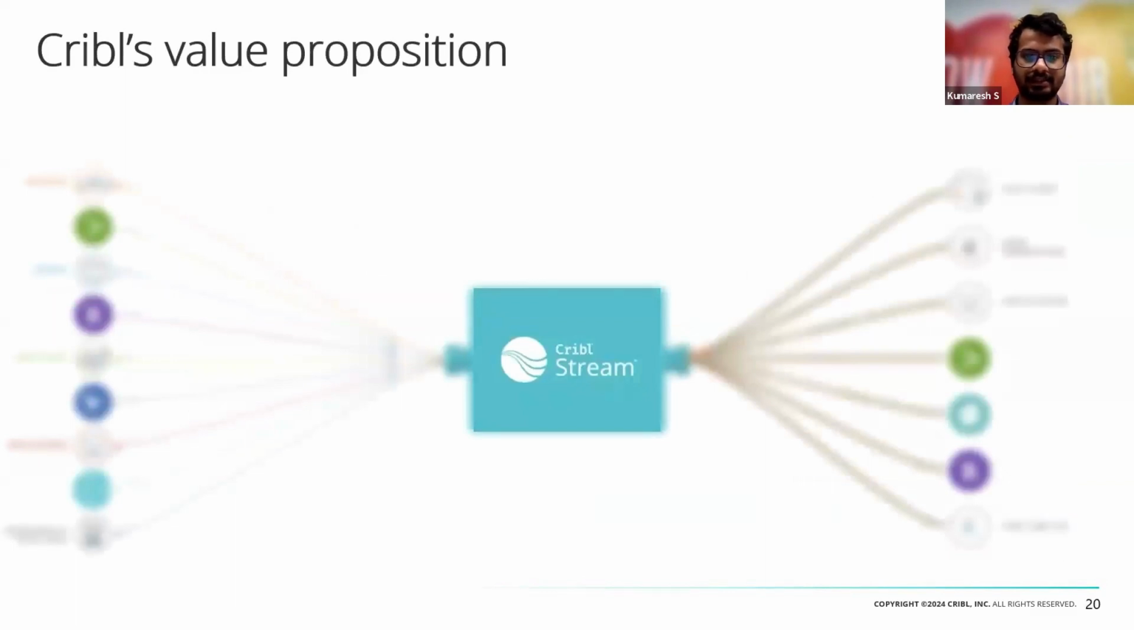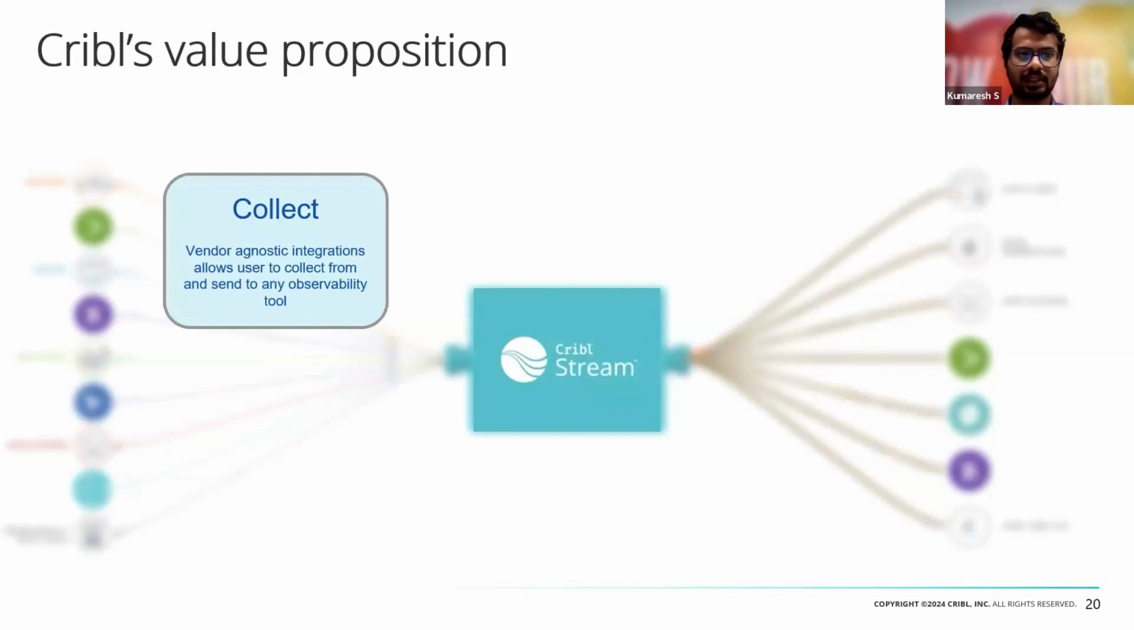Now, we said it sits in as a data pipeline between the sources and destinations. What is its value proposition? What are its use cases? So the first one is what we call collect. It can collect from any data source. It doesn't matter what your data source is. It is vendor agnostic, and it allows for integration so that any of these sources can send the data to Cribl so that the relevant observability data can be sent to the destination of your choice.